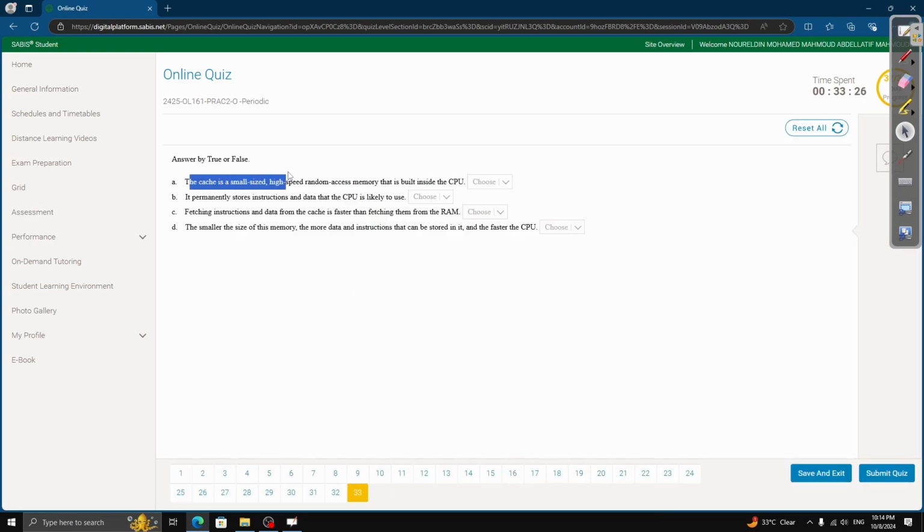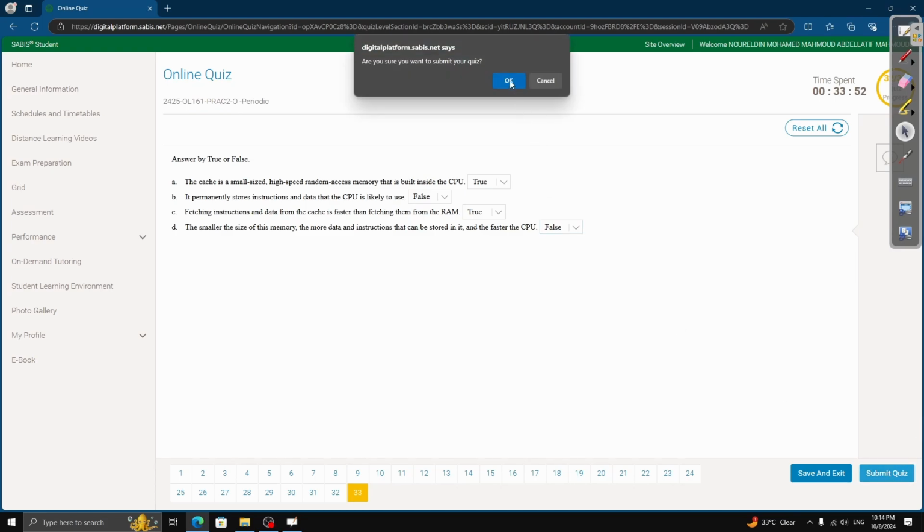The cache is a small size, high-speed random access memory that is built inside the CPU. This is true. It permanently stores instructions and data that the CPU is likely to use. This is false. It does not permanently store anything. Fetching instructions and data from the cache is faster than fetching them from the RAM. This is true. The smaller the size of the memory, the more data and instructions that can be stored in it, and the faster the CPU. This is false. It should be larger, the memory, not the smaller.